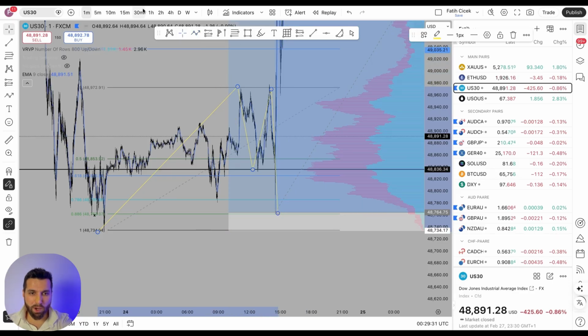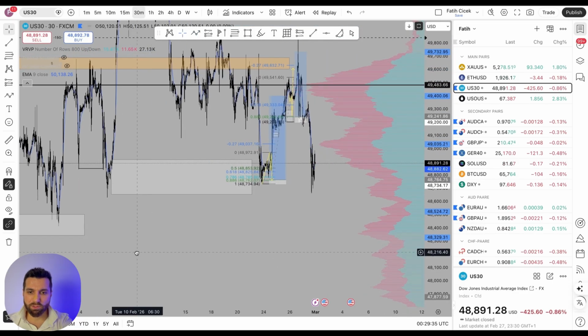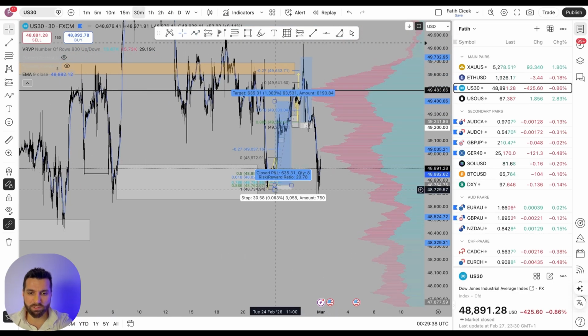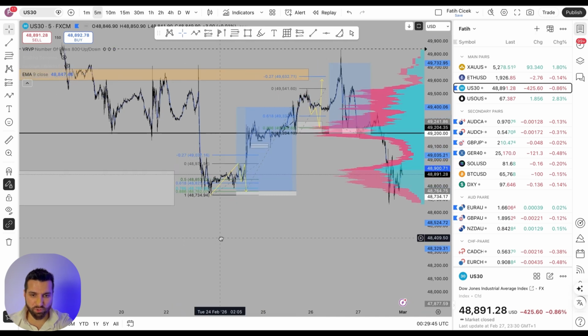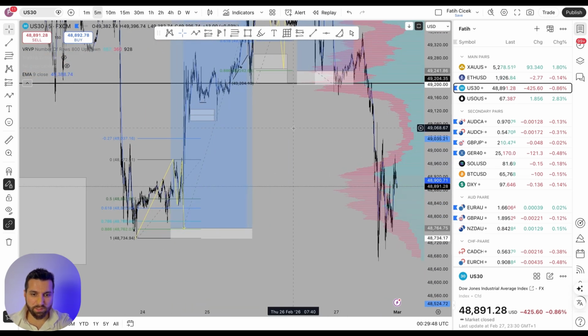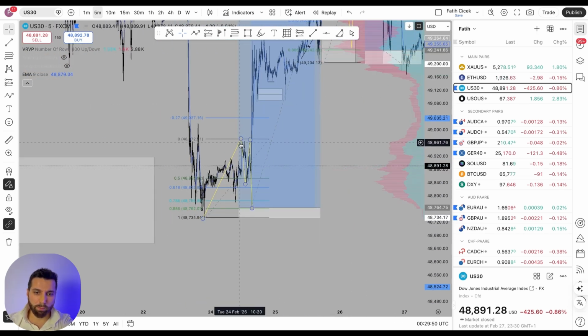So what I can do now, instead of taking the trade based on the higher time frame, is that I'm now in a better position. And what I can do is put my stop loss below this wick over here, based on the lower time frame.